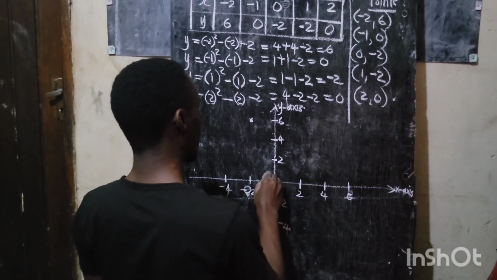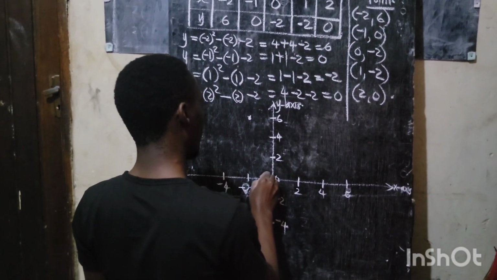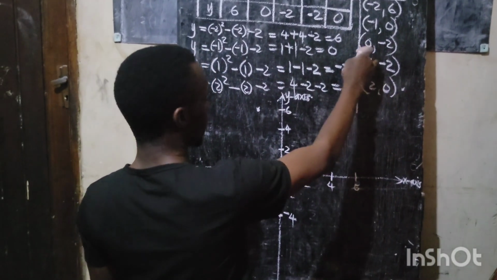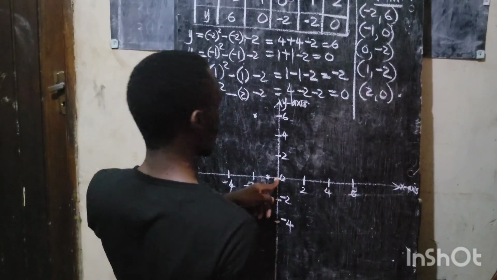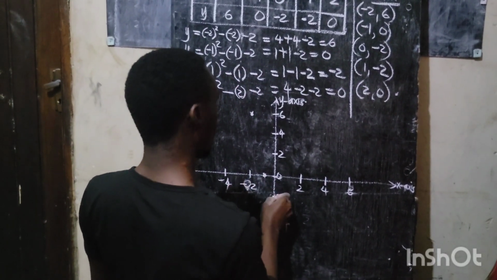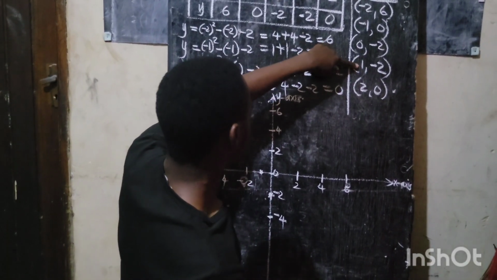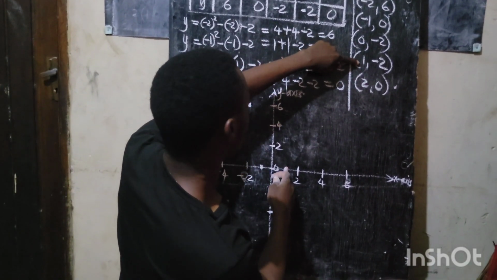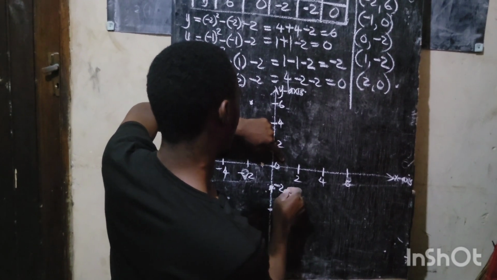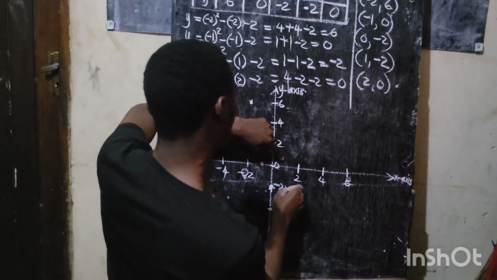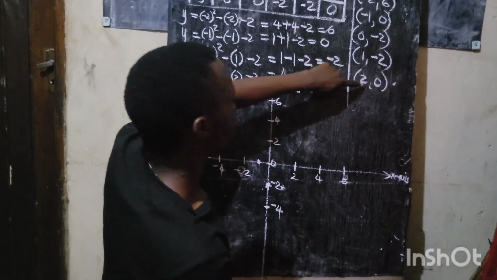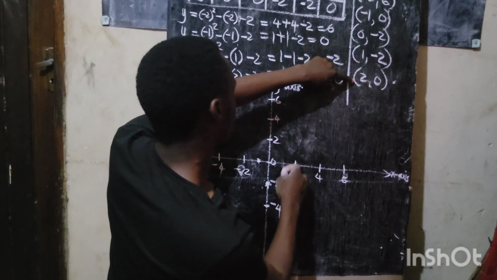So this point is here on our x-axis. Another one is 0 and negative 2, so the point is here. Then 1 is around here in the middle, that's for x equal to 1, and negative 2. That means this point is on the same level as this one, because it is also negative 2. Then 2 and 0.